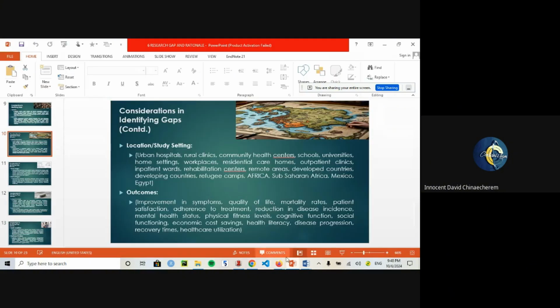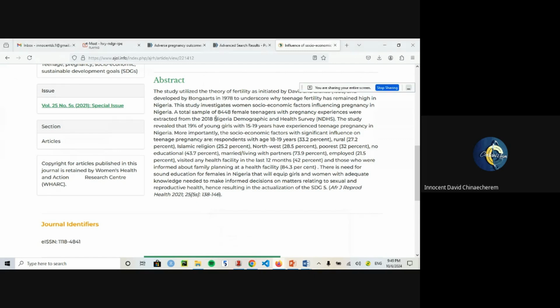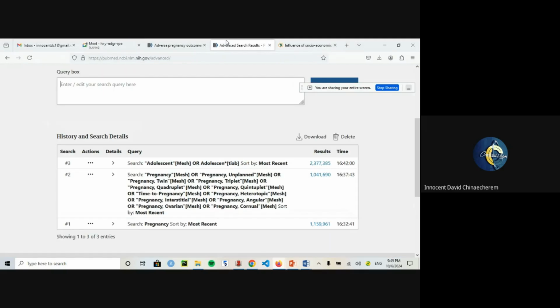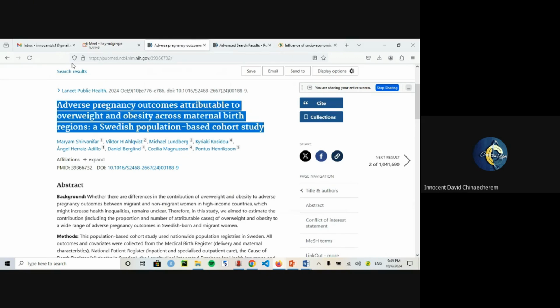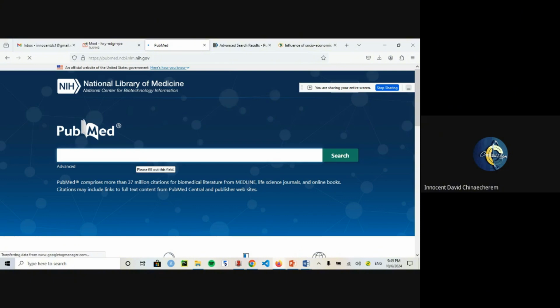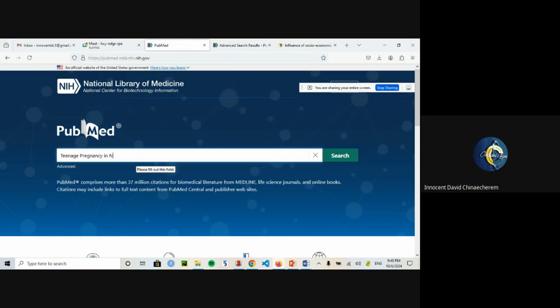But remember that we're looking at it from the standpoint of any type of studies, right? But the point I'm trying to make is that this is not a systematic review. So if it was going to be a systematic review, let's say, for example, we are doing gap identification for a systematic review, and we've just gone to PubMed, right? And we've searched for teenage pregnancy in Nigeria, for example. This is not how to do a proper search.